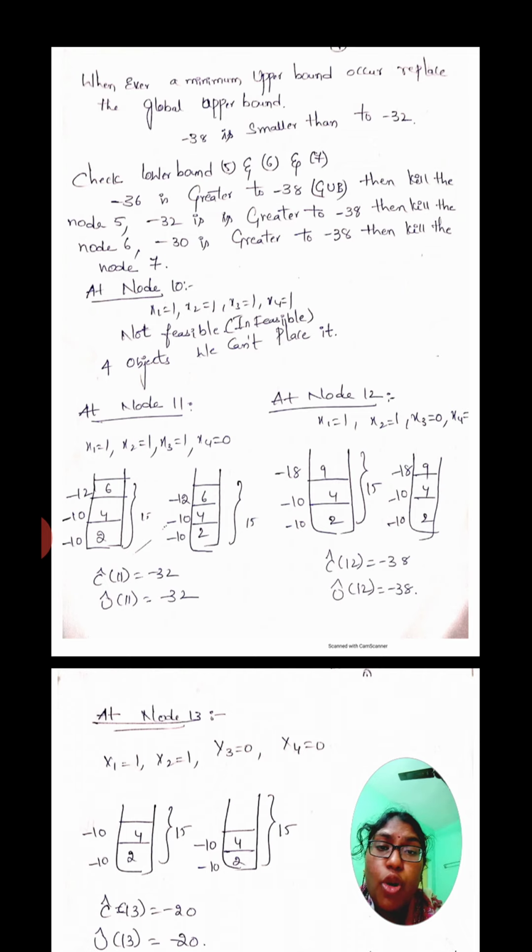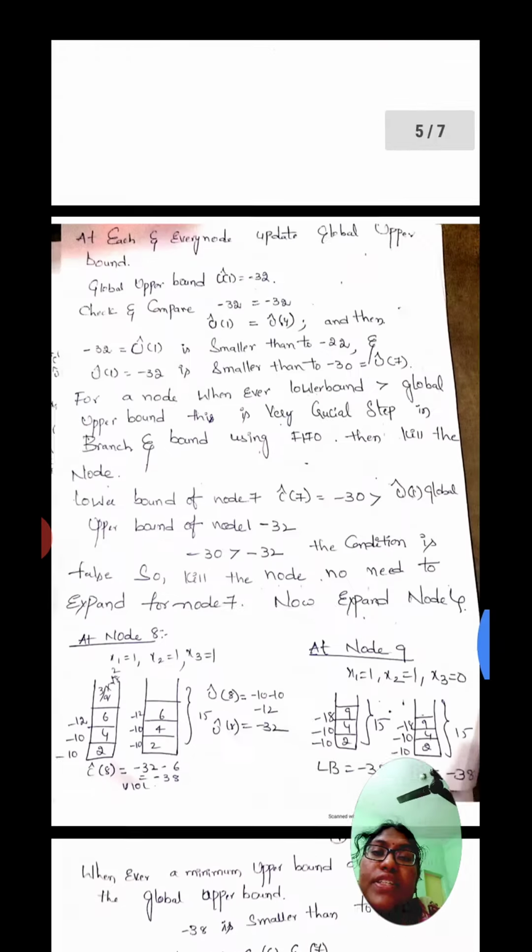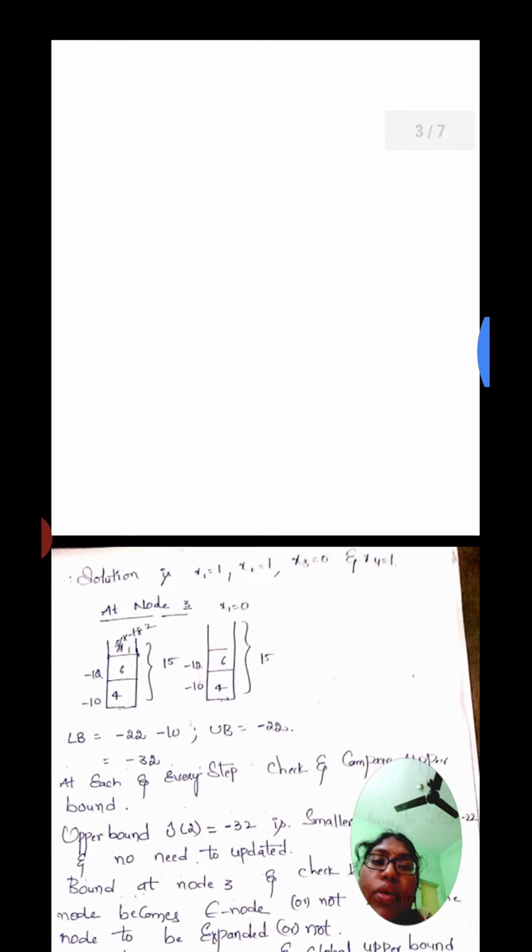Listen carefully. 4 objects we can't place it in the bag. That's why we write at node 10 not feasible, in the sense infeasible. Look at the diagram, the state space tree. At node 10, what we have to write: not feasible, in the sense infeasible.